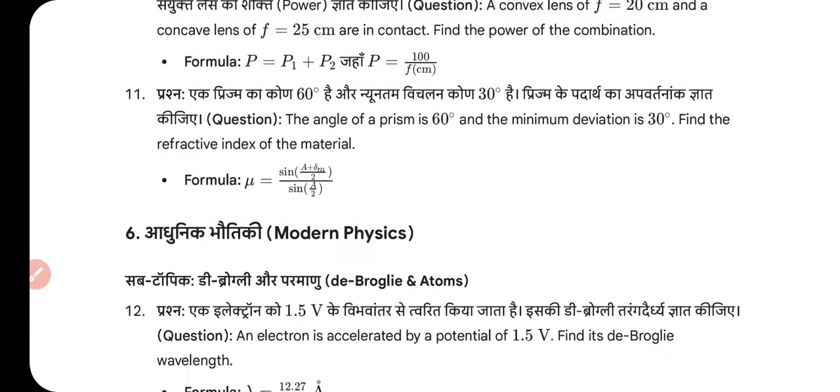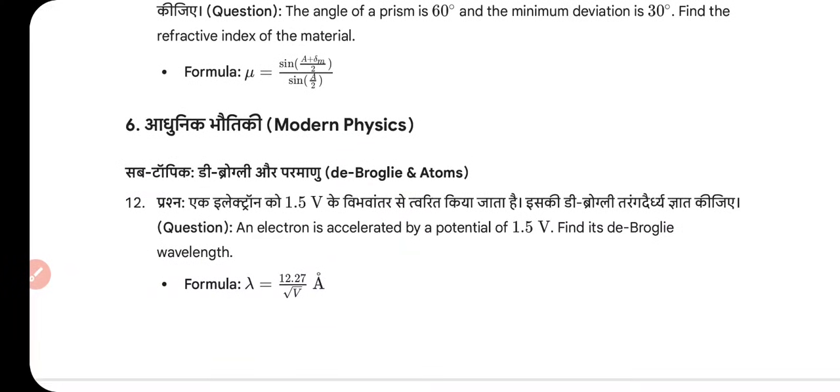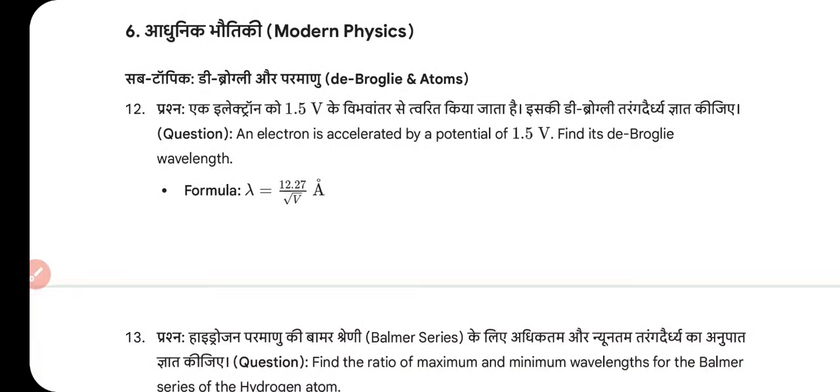Modern physics also has confusing types of questions that come in the exam, so practice these questions multiple times, two times, three times, four times, five times, every day. An electron is accelerated by a potential of 1.5 volt. Find its de Broglie wavelength.